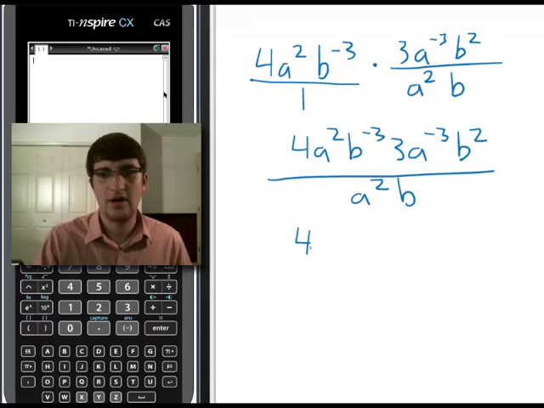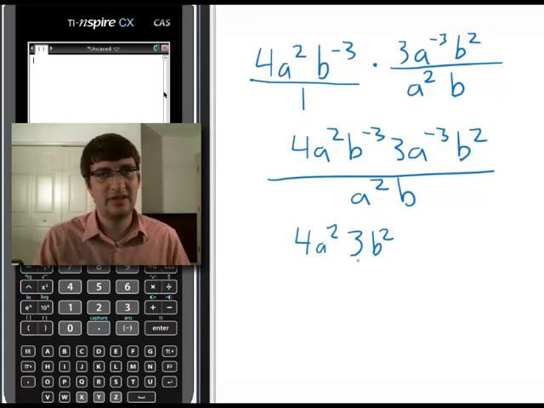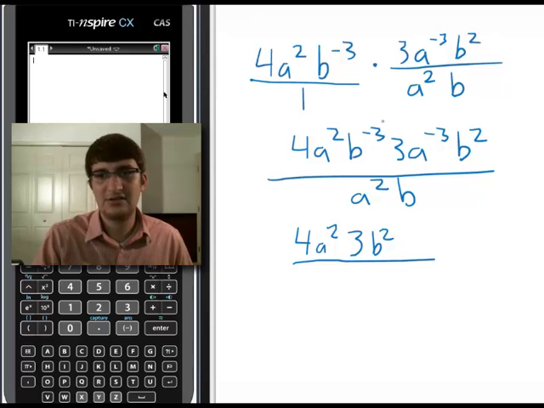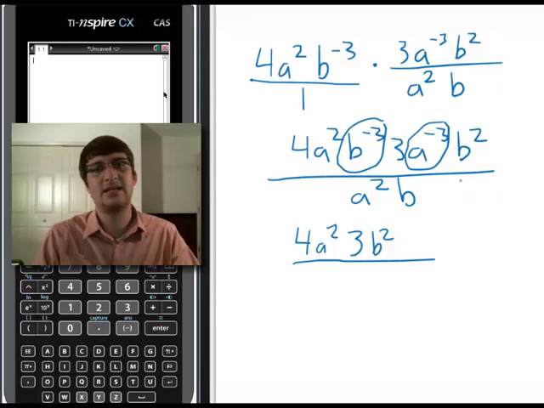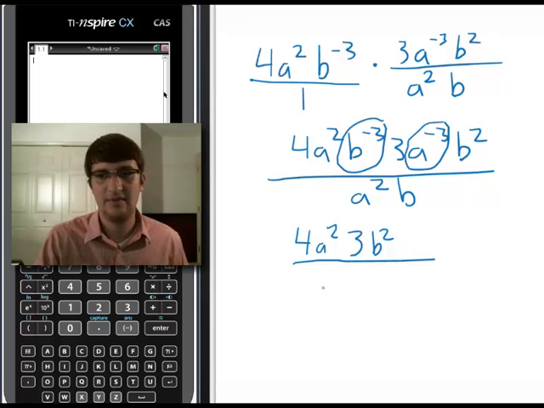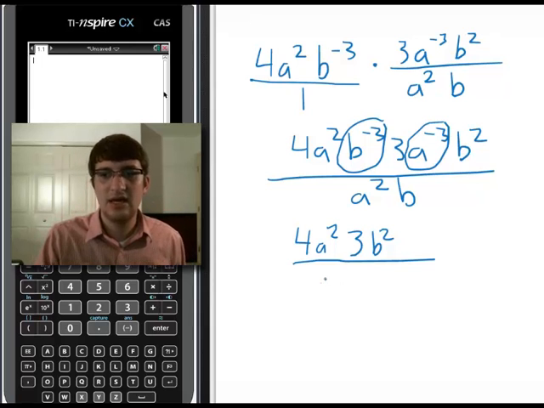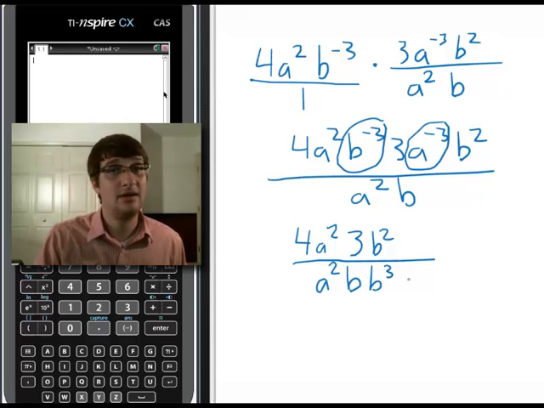So I got 4a squared, 3b squared. Those are everything that, for the most part, with positive exponents on the top. These guys right here, this b to the negative 3 and a to the negative 3, the reason I didn't write that is because I'm going to put those on the bottom, okay, because those will become positive exponents when written on the bottom. So they're going to join the a squared and the b down there at the bottom. Okay, so we got b cubed now, and then we got a cubed now here at the bottom.